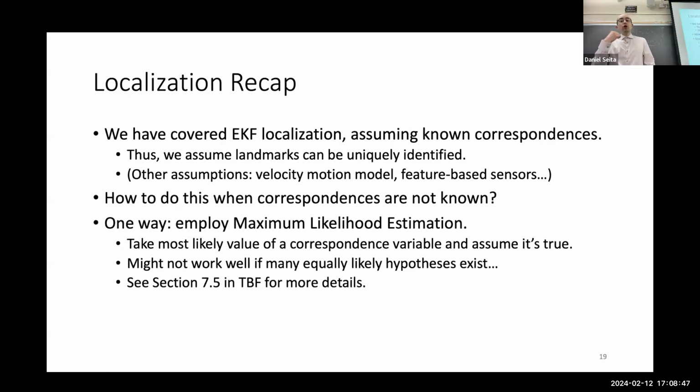When correspondences are not known, then you typically have to estimate what the correspondence variables mean, and then you pick which one is most likely for a given landmark. So if we don't know what a landmark is, then include another variable that is the distribution over them. There's another algorithm in the textbook, I think even longer than the one that we just covered, so you can look into that in your own time.